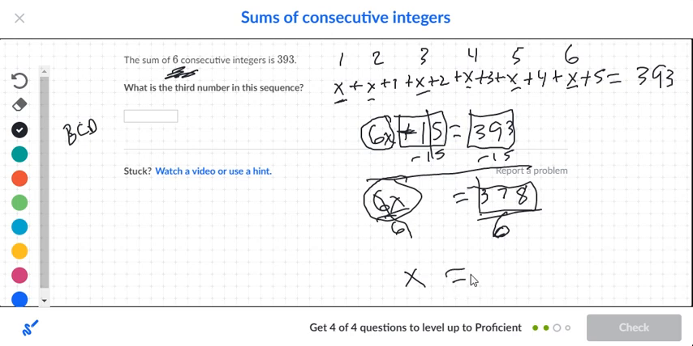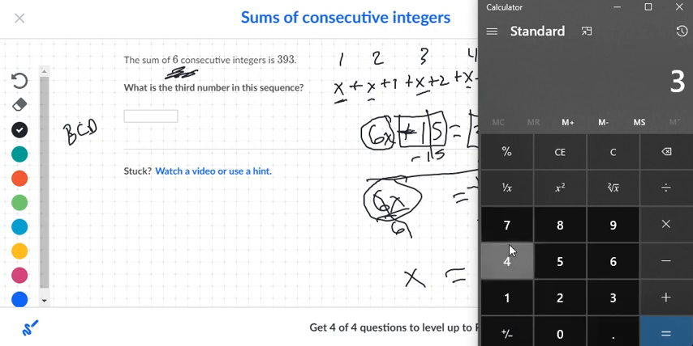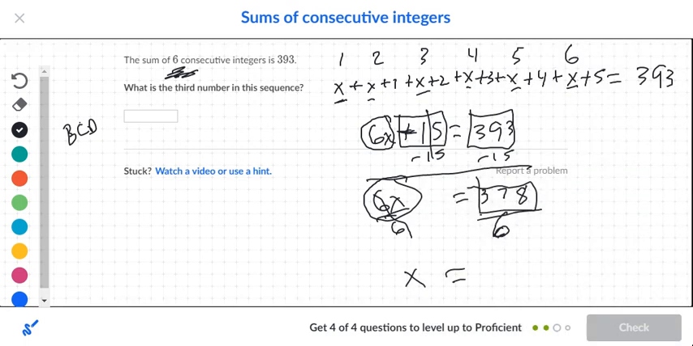Now let's take a look at the calculator. So we're going to go 378 divided by 6. So 378, divide this by 6. That gives me 63. So my total would be 63.